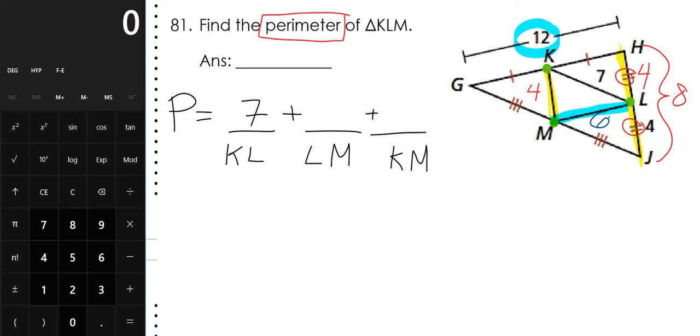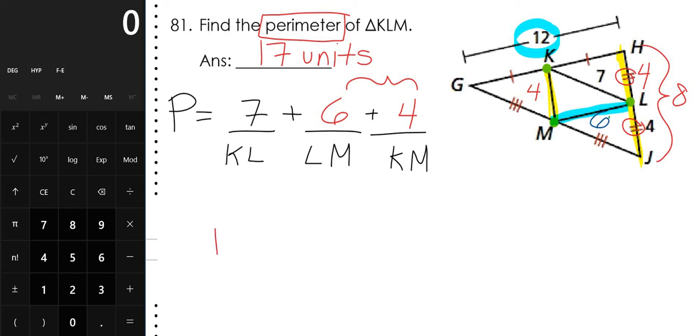I'm going to go ahead and fill in my little graphic organizer. I'm going to put in that LM is 6 and that KM is 4. And I'm going to add all of those together. 7 plus 6 plus 4. 6 plus 4 is 10 plus 7, we're at 17. So my perimeter is 17 units.